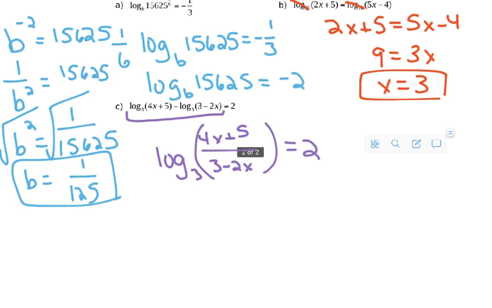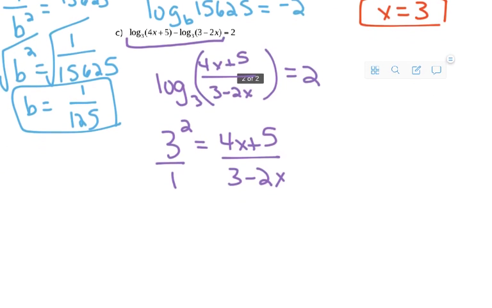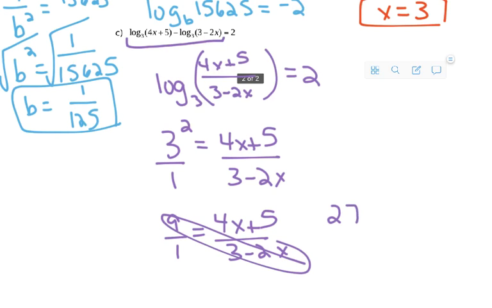Once I do that, I can rewrite it in exponential form. In exponential form, it's going to be 3 squared is equal to 4x plus 5 over 3 minus 2x. This is just a proportion. 3 squared is 9. And then I'm going to cross multiply. So I'm going to get 27 minus 18x is equal to 4x plus 5. And then I solve for x.